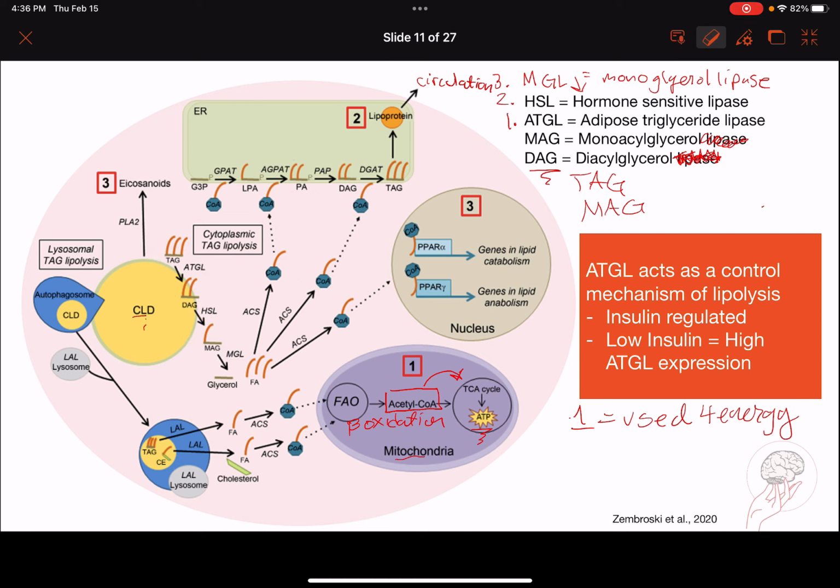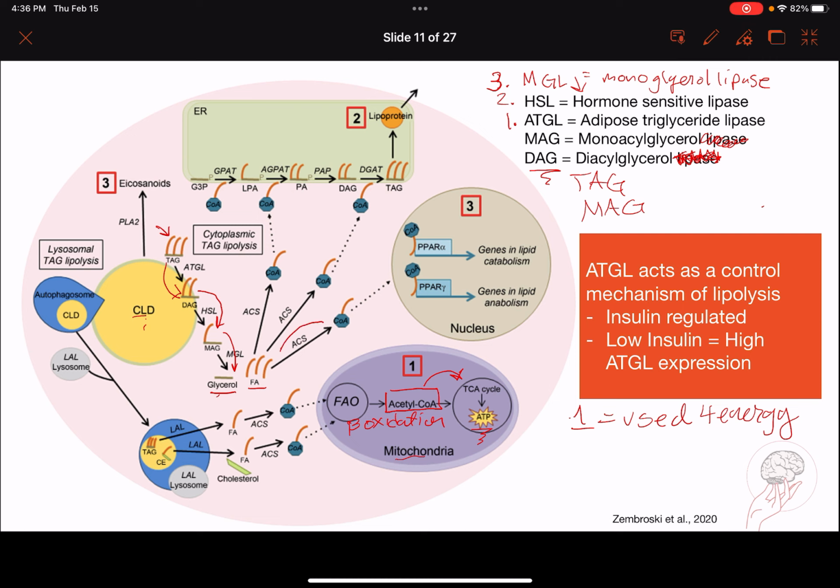So that's our second possibility. Third, again, we have our triglyceride. We use adipose triglyceride lipase to clip off one fatty acid. We have a diacylglycerol. We use hormone-sensitive lipase to clip off another fatty acid. And then we use our monoglycerol lipase, number 3, and that clips it into the final free fatty acid and glycerol.